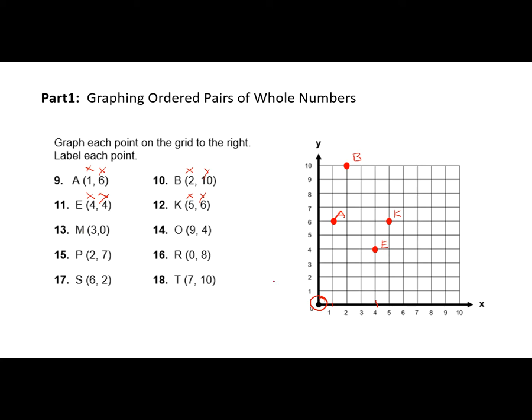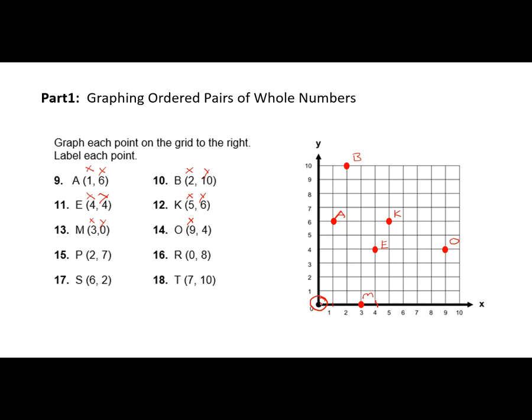Let's try M. Start at the origin, travel 3, but notice now on the x-axis we travel 3, but on the y-axis we do not travel at all. There's no movement on the y-axis, so there's 3, which should be M, point M. O: we have our x-axis, start at the origin, 9, y-axis is 4, and here we have the point O.